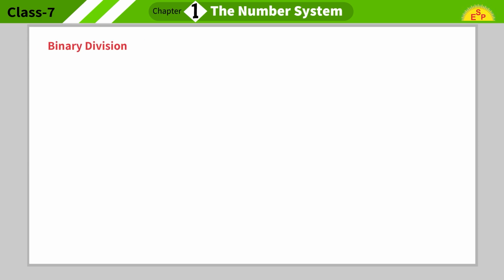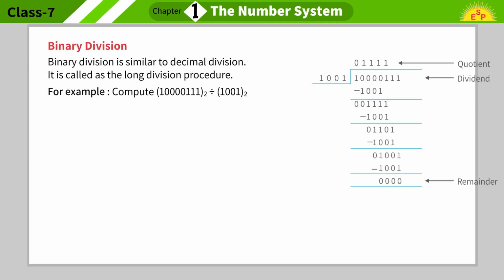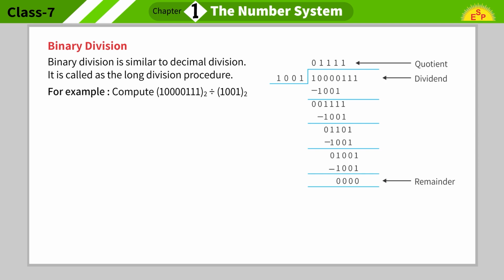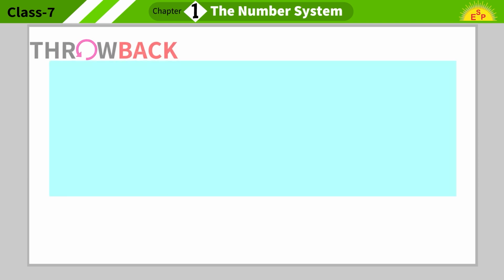Binary division. Binary division is similar to decimal division. It is called the long division procedure. For example, compute 10000111 base 2 divided by 1001 base 2.